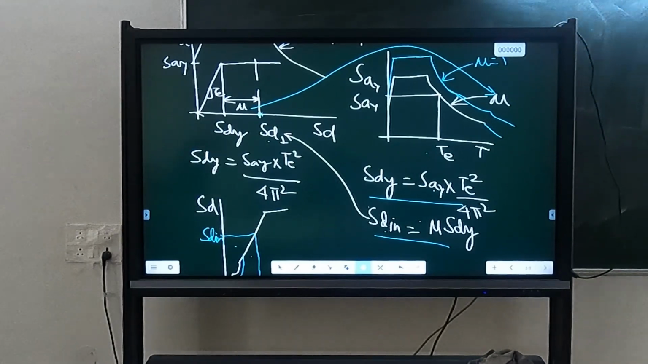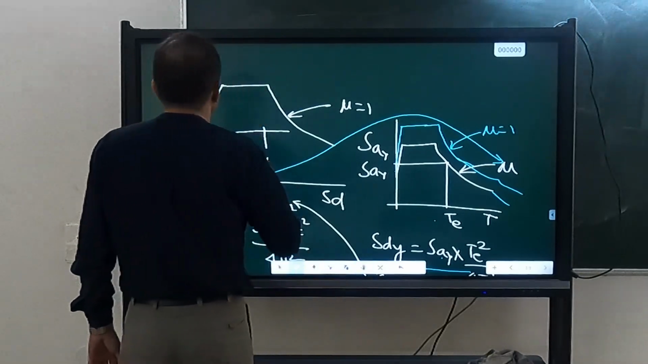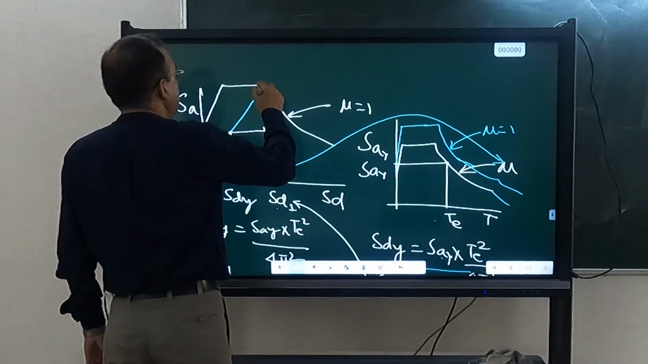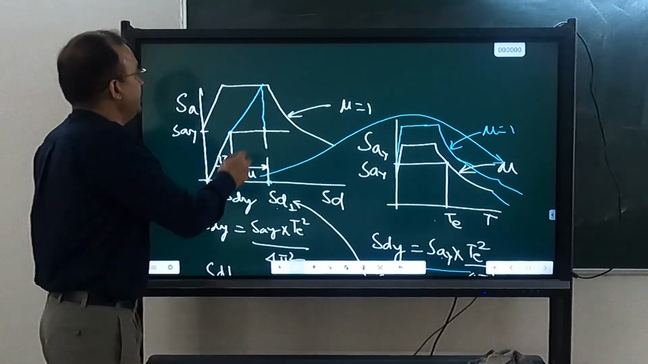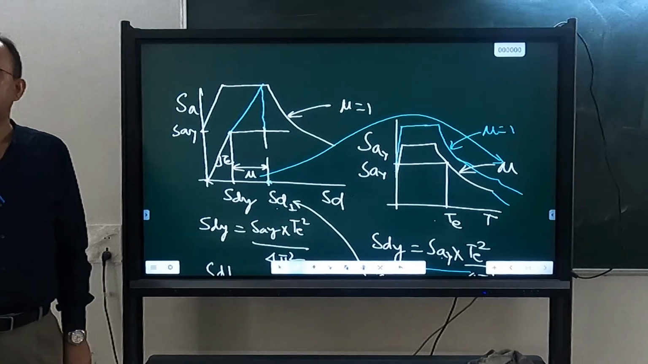For SD1, I told you that you can get a good guess from the equal displacement principle. And what is this equal displacement principle saying? That you extend this to this and you will get it.